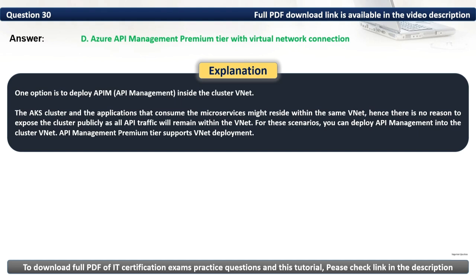One option is to deploy APIM inside the cluster VNet. The AKS cluster and the applications that consume the microservices might reside within the same VNet, hence there is no reason to expose the cluster publicly as all API traffic will remain within the VNet. For these scenarios, you can deploy API management into the cluster VNet. API management premium tier supports VNet deployment.